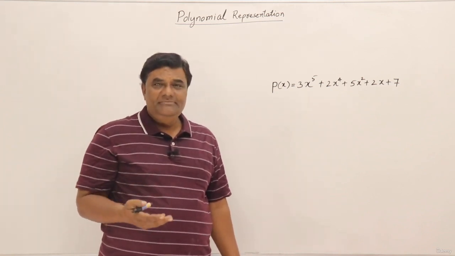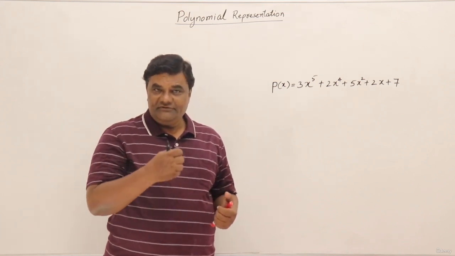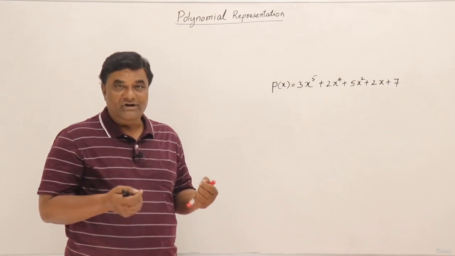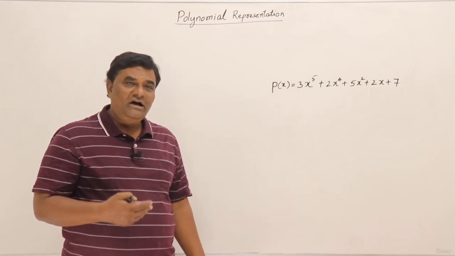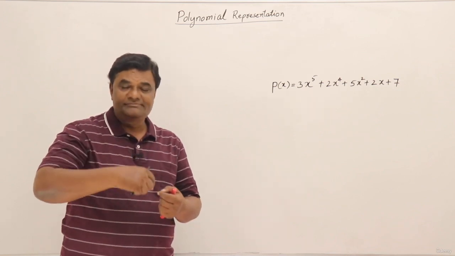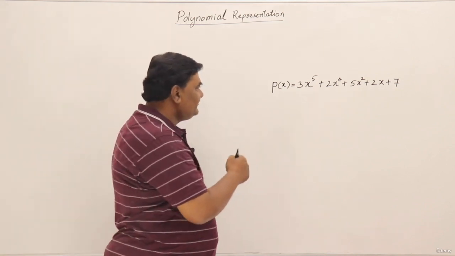Our programs should be able to evaluate the value of this polynomial if the value of x is given, or if there are more than one polynomials, they should be able to add, subtract or multiply them. So first of all, how should a program represent this polynomial, how will we store this polynomial in our program? So for representation, let us observe.